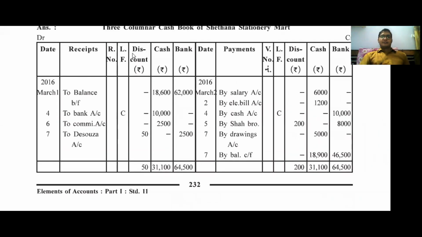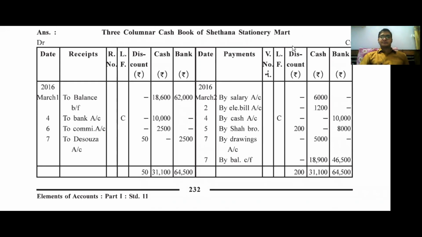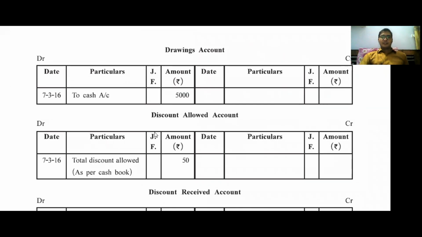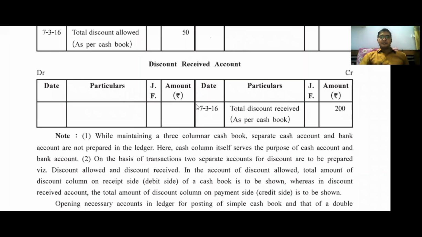And finally at last, discount allowed, discount received. On the debit side it is called discount allowed. On the credit side it is called discount received account. So now discount allowed for 50 rupees. In the discount allowed account, record on the debit side 50 rupees, and discount received for 200 rupees. On the credit side, discount received for 200 rupees.